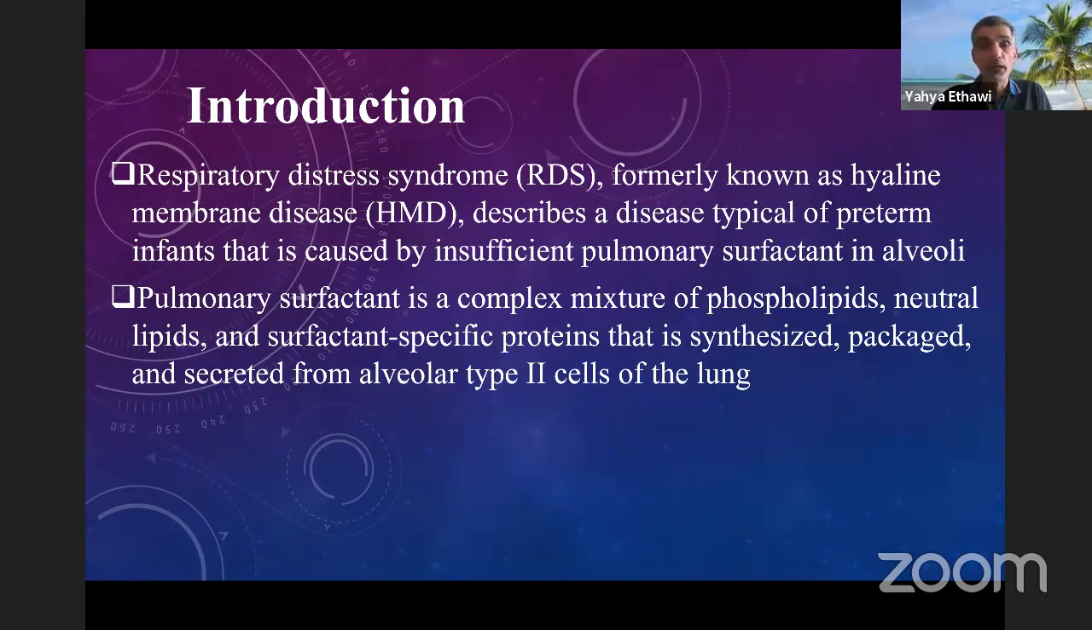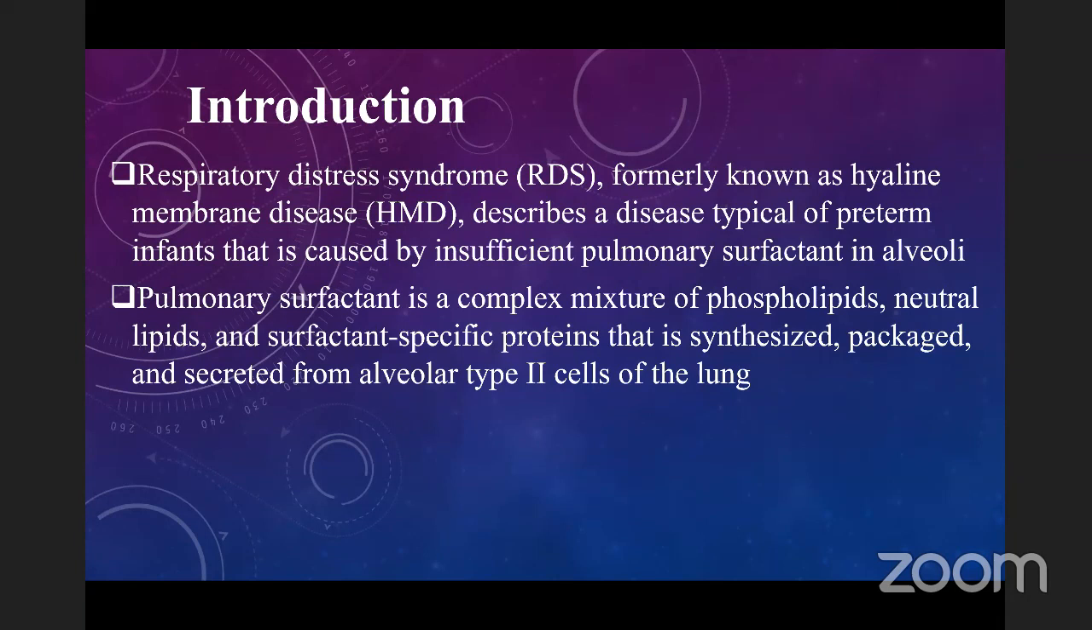Okay, so they describe it as a disease of insufficient pulmonary surfactant in the alveoli. And the pulmonary surfactant is a very complex mixture of phospholipid, neutral lipid, and surfactant-specific proteins. There are 4 proteins. It's synthesized, packed, and secreted by the lamellar body in the alveolar type 2 cells of the lung.